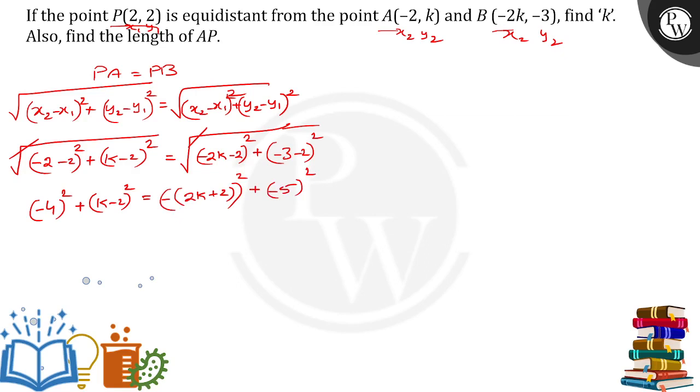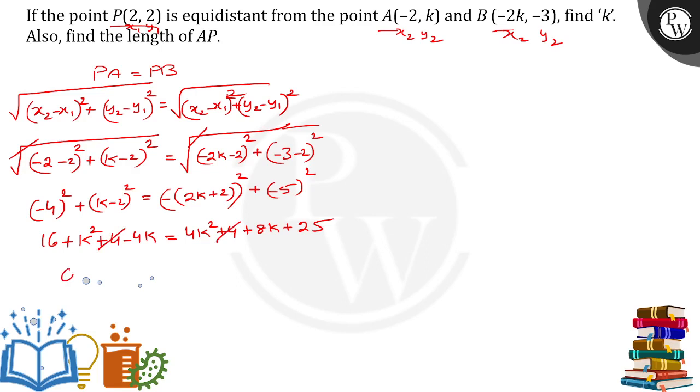So if I simplify, 16 plus the (a minus b) whole square expansion, I will get k square plus 4 minus 4k is equal to (2k plus 2) whole square. So I will get 4k square plus 4 plus 2 into 2k into 2, so I will get 8k plus 25. Okay. So is there any cancellation possible? Yes. Only plus 4 can cancel. Right. The remaining we have to transpose from LHS to RHS.